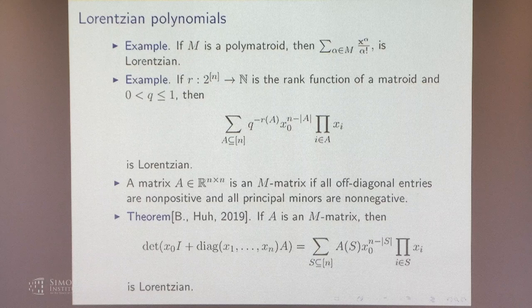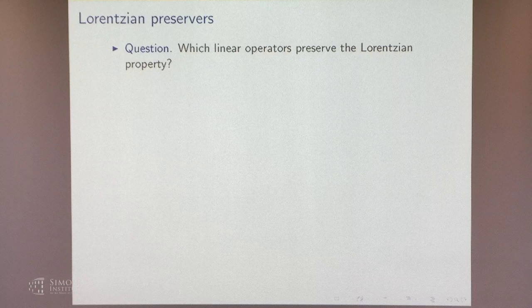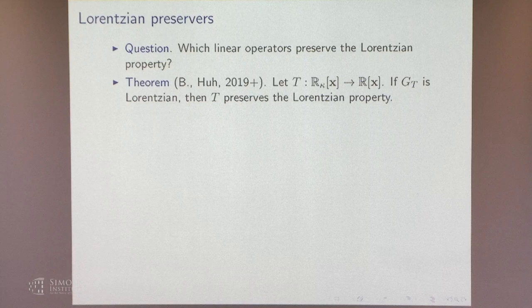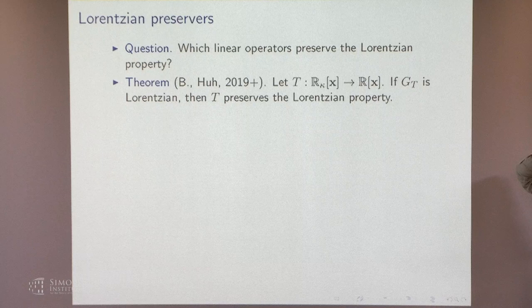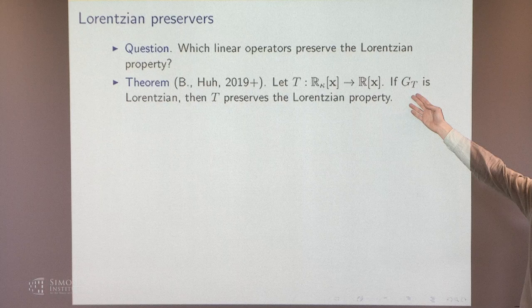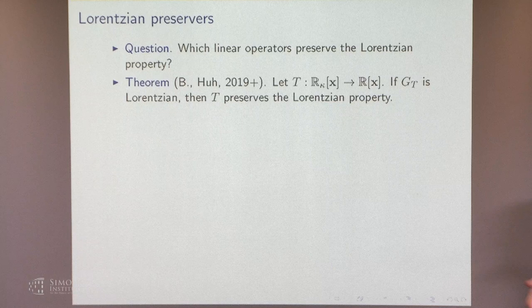Yeah, so these are some examples from that paper, but the question we want to ask is, which linear operators preserve the Lorentzian property? And the surprising thing is that the same kind of characterization holds. This is not a characterization now, but the important direction holds: if we have a linear operator whose symbol is Lorentzian, so it doesn't have to be stable, but it suffices to be Lorentzian, then the operator preserves the Lorentzian property.